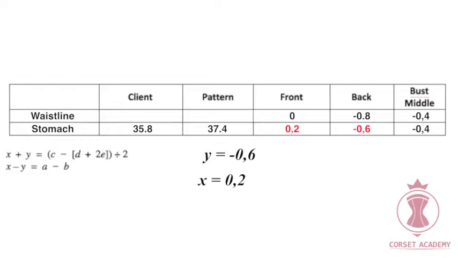As a result, I have evened out the side seam along the line of the stomach. Now I need to even out the side seam along the hip line. I draw an additional table, substituting the determined values. The calculation is entirely the same. And again, I use my formula for side seam adjustment.